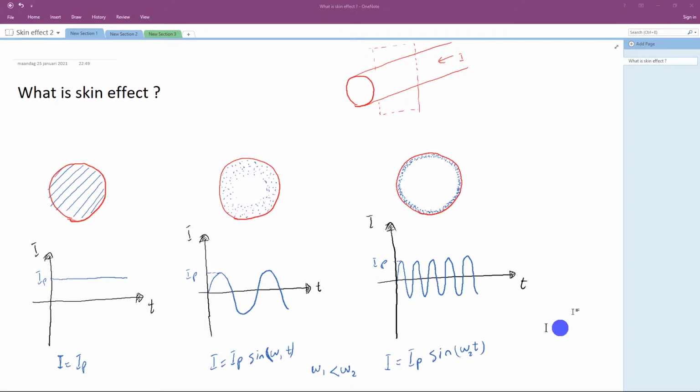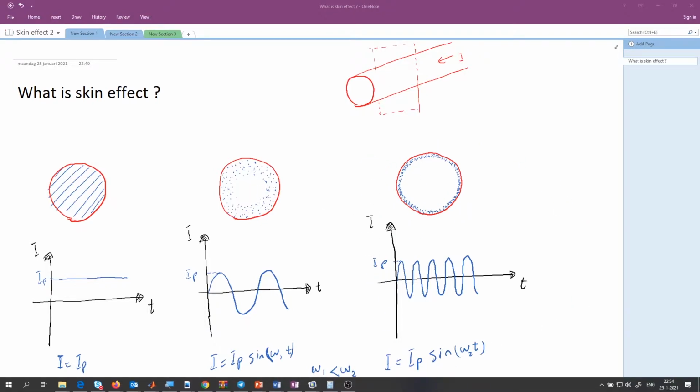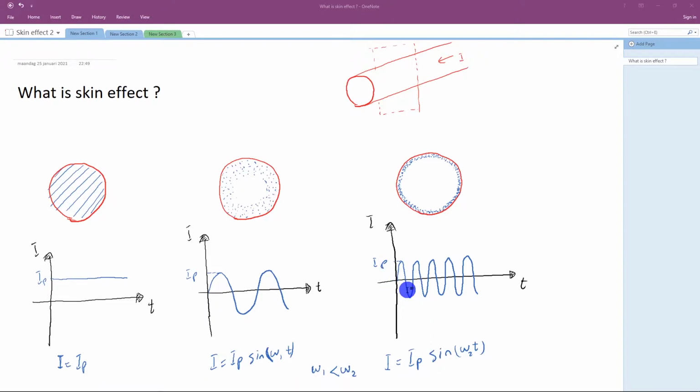Now, in the third scenario, if we take a current that has even higher frequency, so in this case a sine wave with higher frequency, we observe that most of the current will actually flow near to the edge of this conductor, and actually the inner part of the conductor will not be used to transmit current.